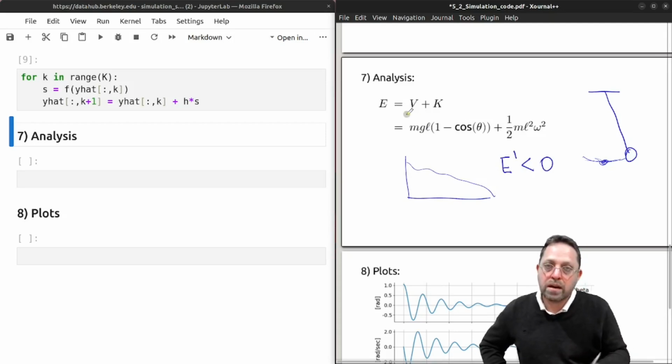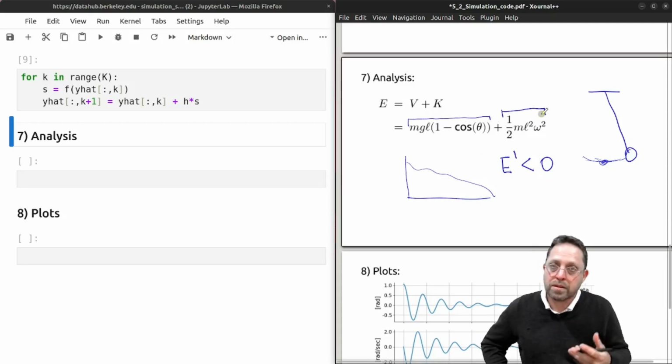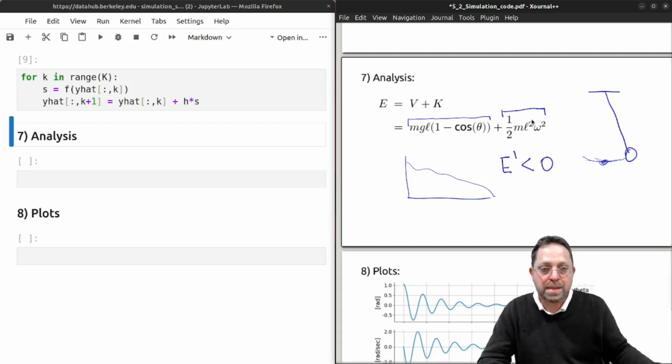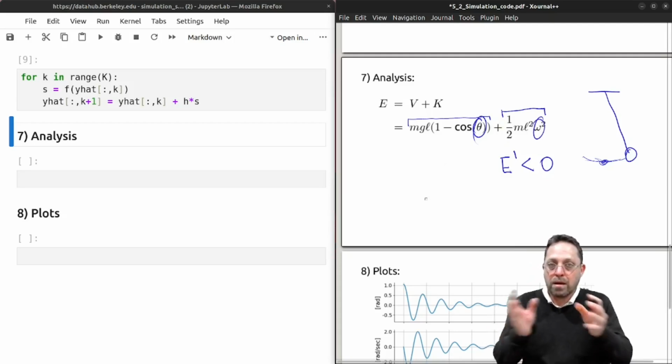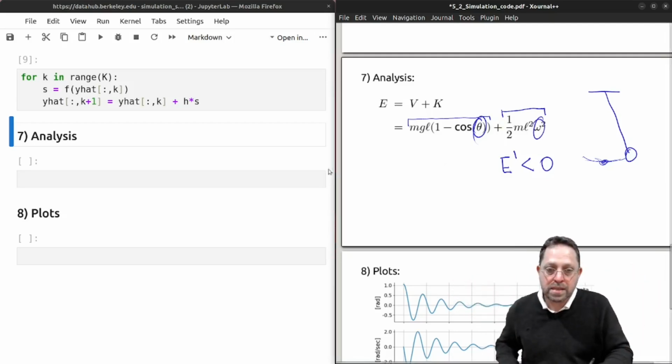So the energy of the pendulum consists of the potential energy V and the kinetic energy K, and this is the potential energy, and this is the kinetic energy. And of course, that's not something that you need to derive in this course. You're just given the formula, and we're going to implement it now. And notice that it depends on theta and omega. And theta and omega are now computed and in our y hat matrix. So y hat looks like the first row is theta and the second row is omega.